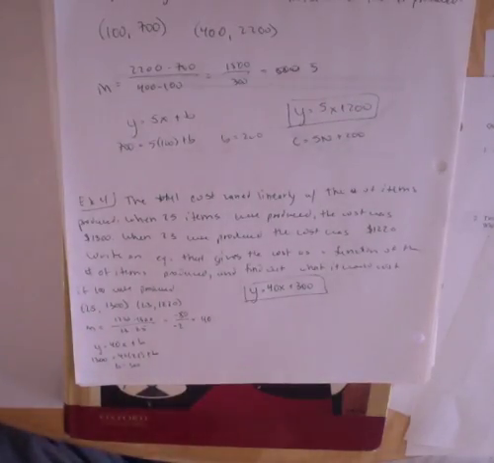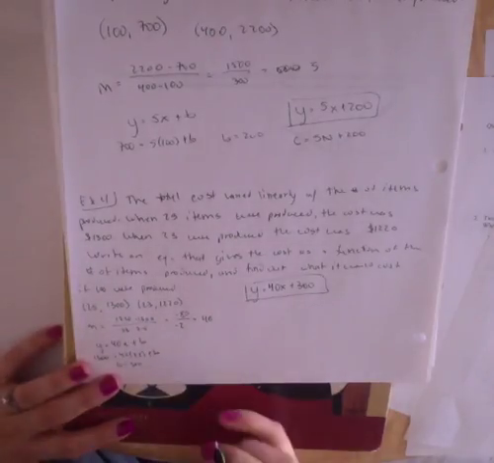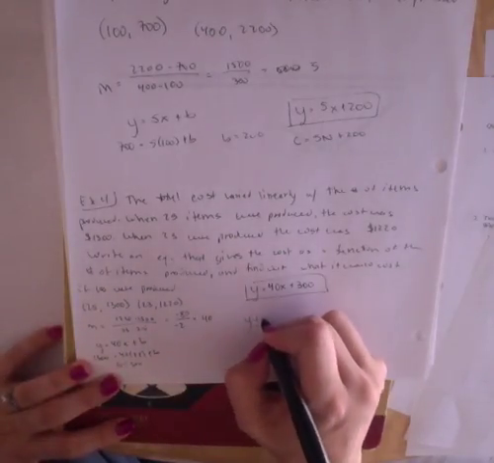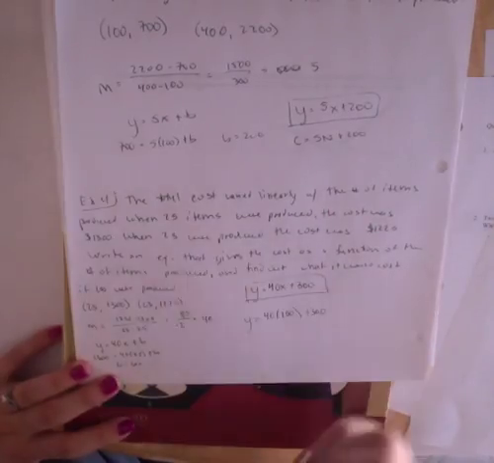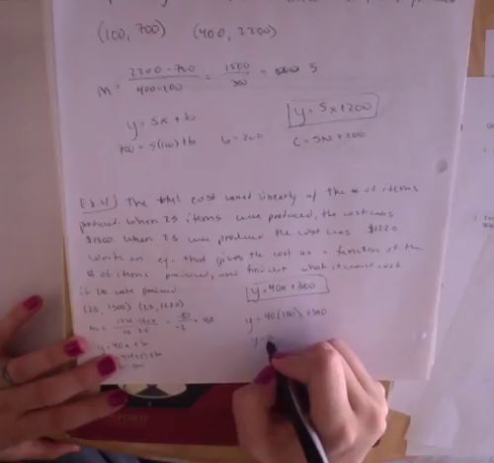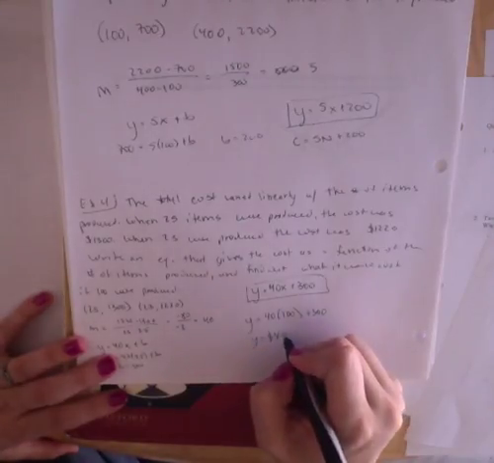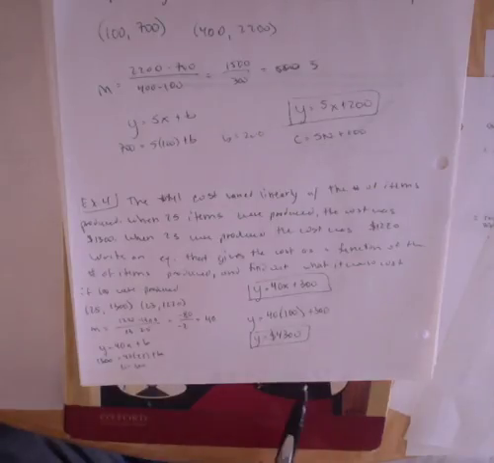Now it says, find out what it would cost if 100 were produced. I know that y is my cost and x is the number that is produced. So I plug in 100 for x. So I will have 40 times 100 plus 300, and the cost would be $4,300. Don't forget to put your dollar sign. That is linear variation.